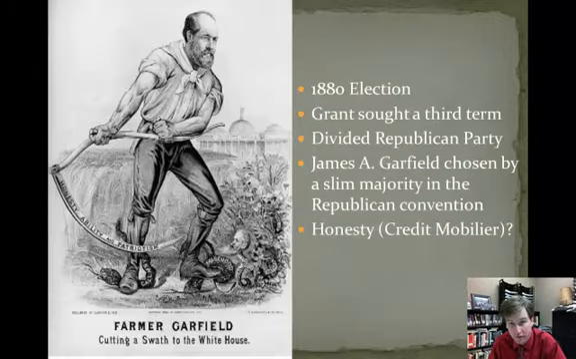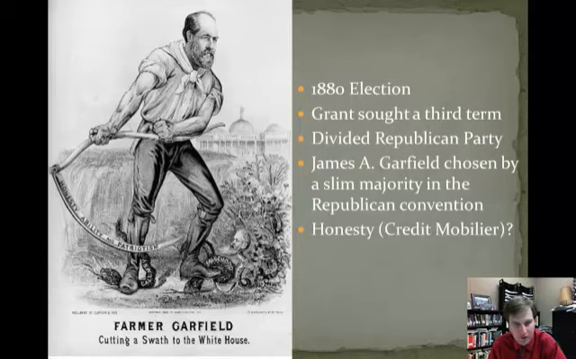1880, of course, is an election year, and Hayes was not going to be renominated. And it's really interesting. U.S. Grant actually thought about coming out of retirement and serving a 3rd term, but the Republican Party was fairly divided at this point. And so an outsider in so many ways, James Garfield, a guy that was really not even involved in the conversation as the 1880 Republican convention rolled around, is then nominated by the Republican convention by a slim majority.